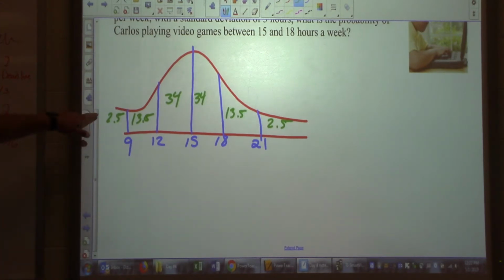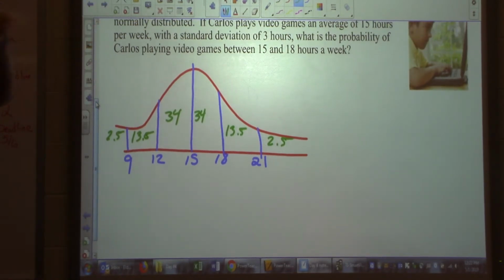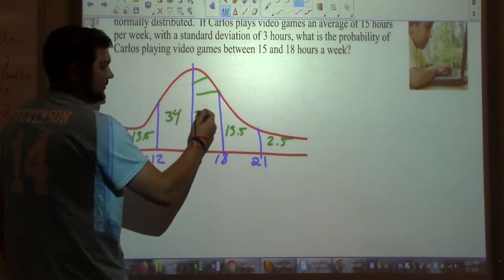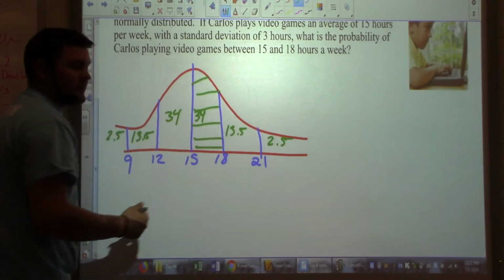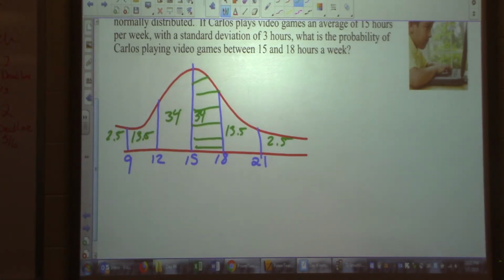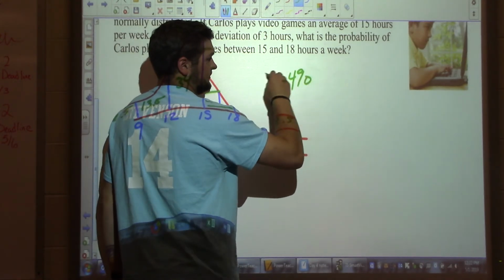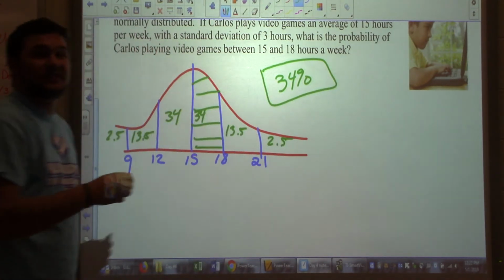So then what it asks us is what's the probability he's going to play between 15 and 18 hours in the week? Well, look on here. 15 and 18 hours is right here. What's the probability it'll fall into there? What percentage? 34%. So there's a 34% chance he's going to play between 15 and 18 hours in a week. Does that make sense? That's it.